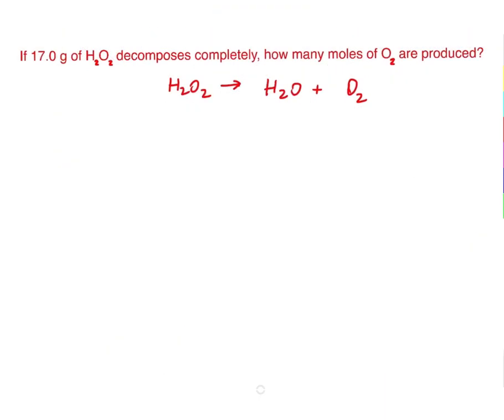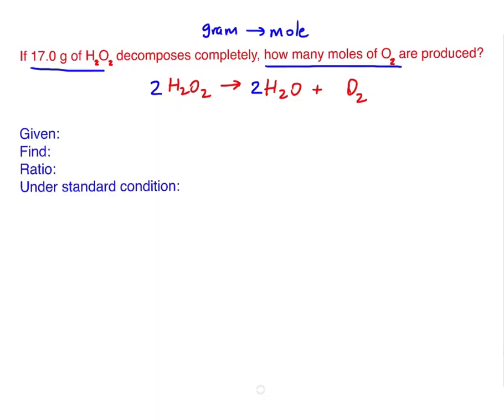The next problem is, so if 17 gram of H2O2 decomposes completely, how many moles of O2 are produced? So again, you have been given gram, and you need to solve for the moles. And as you see here, we need to first balance it, and this one is not balanced, this equation. So I put 2 and 2 in front of H2O2 and H2O.